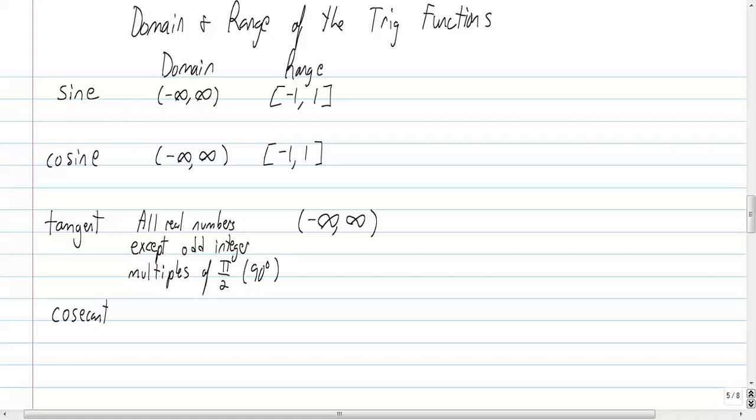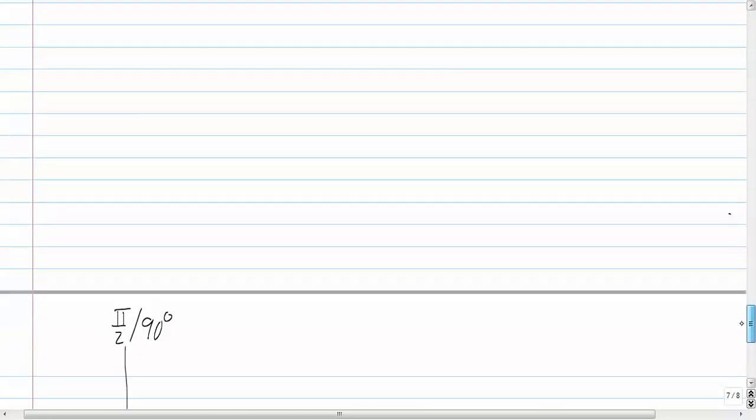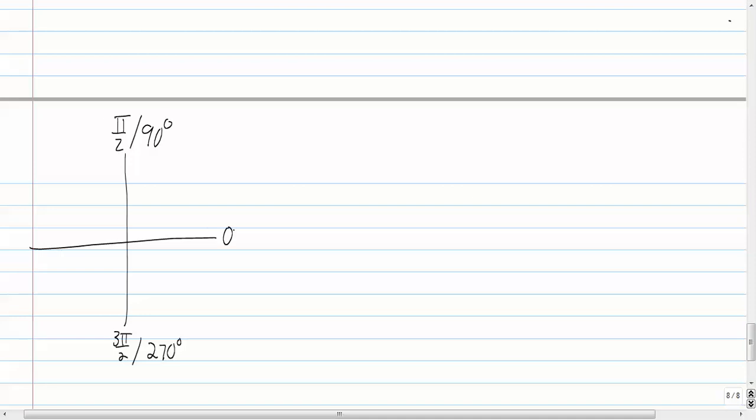So anytime that y is equal to 0, I have a problem with cosecant. So that means it's going to be all real numbers except the times when y is equal to 0. So let's think about when y is equal to 0. If we look at that same xy axis here, it's 0 or 2 pi radians, pi radians, 180 degrees. So the times when y is equal to 0 are when we're at 0 radians or pi radians, 0 degrees or 180 degrees.